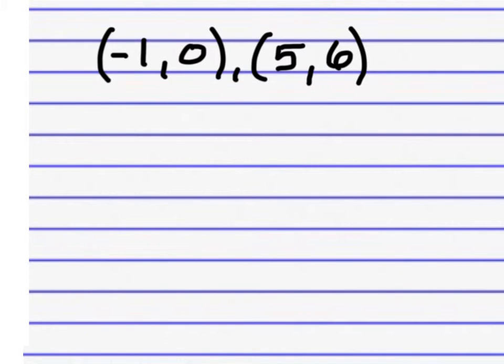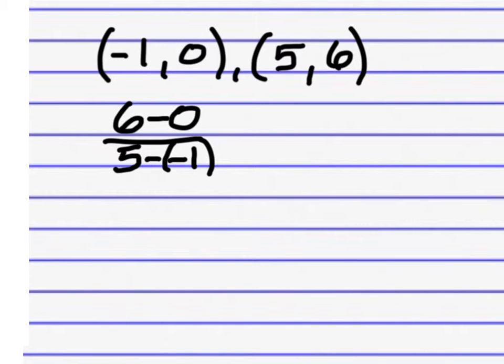Negative 1, 0, and 5, 6. What do I have to do first to find the equation of the line? Find the slope. So what am I writing down to find the slope? That's right, 6 minus 0 over 5 minus negative 1. What am I left with on top? 6. And what's on the bottom? 6. Can I reduce that? It's how much? It's 1, that's right. So we come up with 1 for our slope.